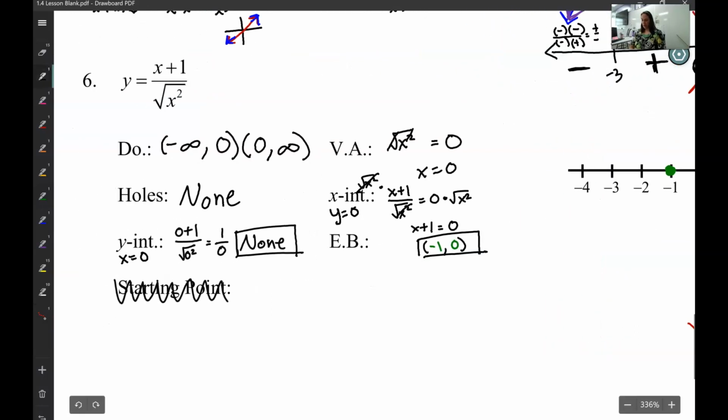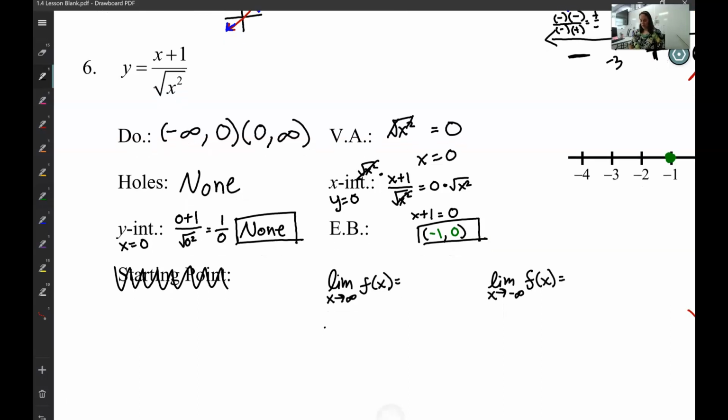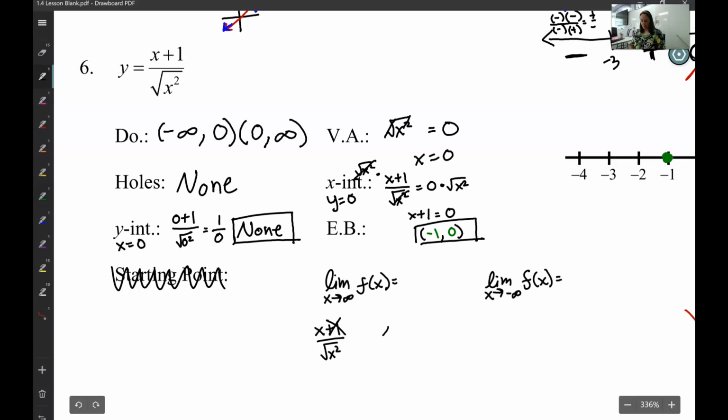Okay, we're going to do end behavior as a class, because the end behavior for this one is a little weird. So I have end behavior as I go to the right, positive infinity, and end behavior as I go to the left, negative infinity. Now I'm going to do what I did before. When I look at infinity, what is inconsequential? That 1 is not going to make a difference. So I end up with x over square root of x squared.